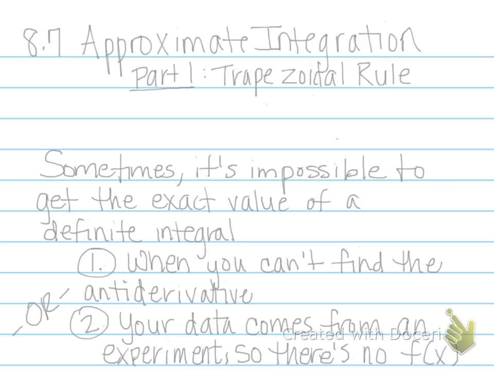So, the trapezoidal rule is a way to approximate the area under the curve when you can't do a definite integral. So first let's think about some times when it is impossible to get the exact value of a definite integral, so we know why this is useful. The first example is when you can't find the antiderivative.